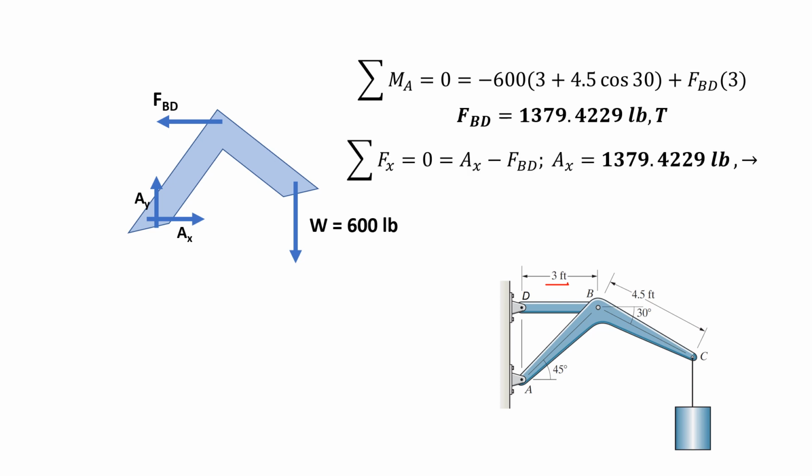Next, we sum forces along X. We only have two forces with components along X. That would be FBD and AX, and they would be equal. And then AX would be directed to the right. We also sum forces along Y. We only have two forces along Y, AY and W. So AY would be 600 pounds, directed upwards. Always indicate the direction of the forces in your answers.